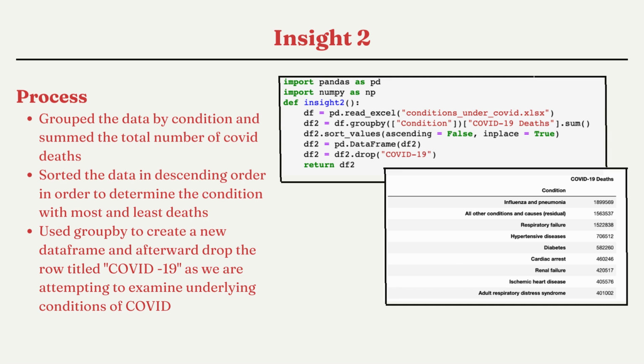In our next insight, we aim to observe which underlying conditions combined with COVID led to the most COVID deaths, or which condition with COVID made it an even more deadly sickness. We group the data by condition and then use sum to get the total number of deaths for each condition. Next, we use sort values to get the data in descending order so the most deaths are on the top, and we dropped COVID so we can only look at the underlying conditions.